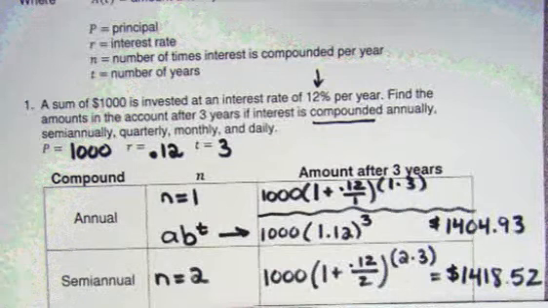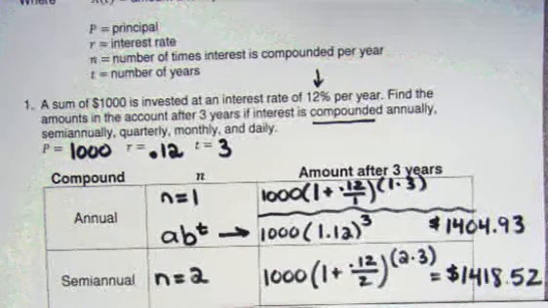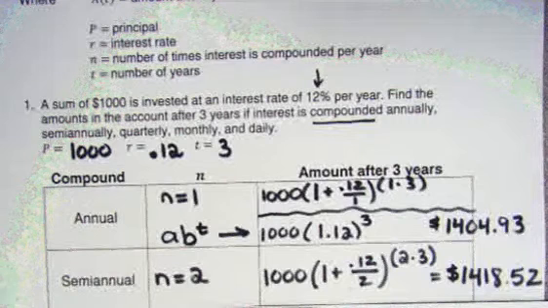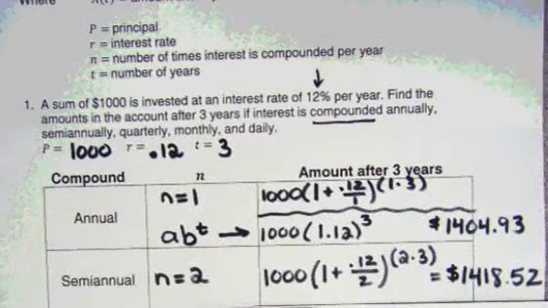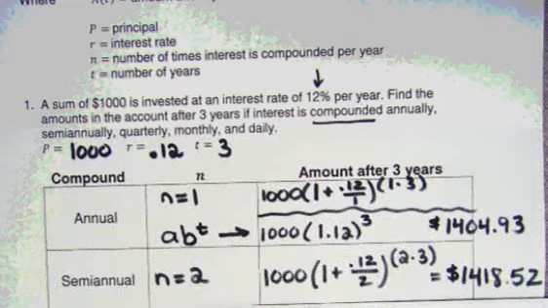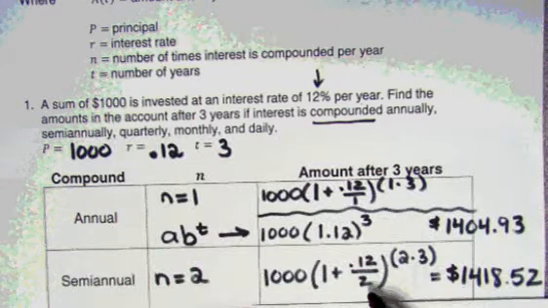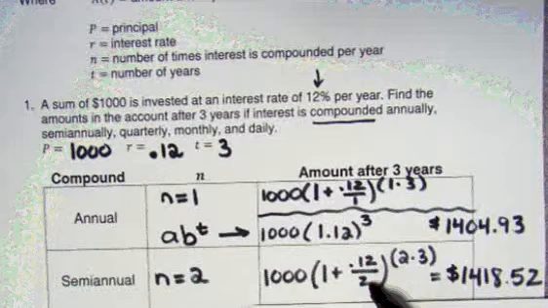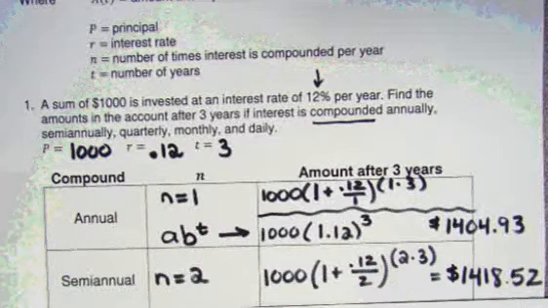So it's not like I'm getting double my money. I'm still going to get 12%, but they're going to pay me maybe a little bit in July and then maybe a little bit more in December. So they're spreading my interest payments in 2 parts. So again, you're going to put 2 in your denominator. You also have 2 up in the exponent.